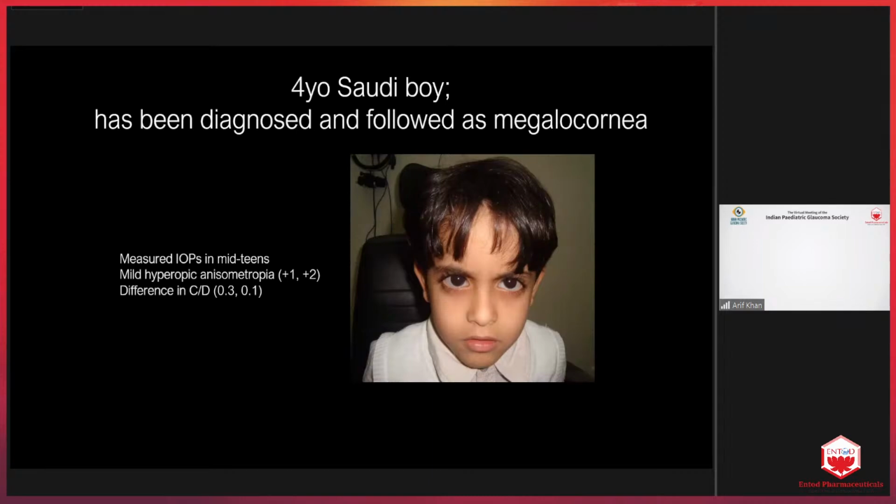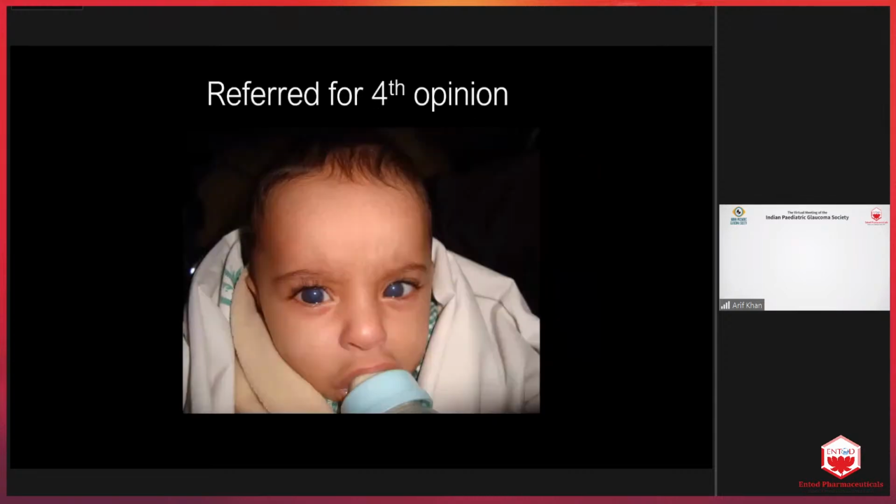This boy has been diagnosed and followed as megalocornea, but he has some clinical findings that are suspicious for glaucoma, although overtly he does not have glaucoma. It's useful to test him, especially given his ethnicity. And we confirmed that he does have homozygous pathogenic variants in CYP1B1. Very soon after the testing, his IOPs shot up into the 30s, and there certainly was no doubt he truly had glaucoma.